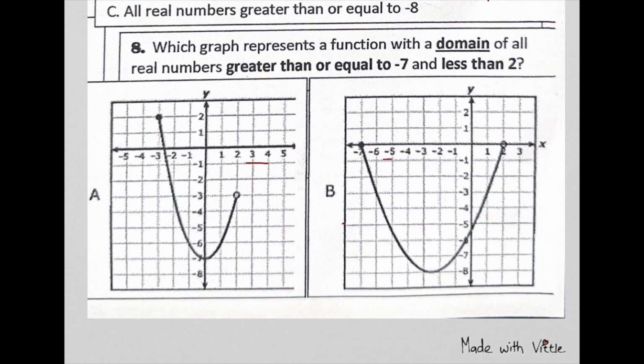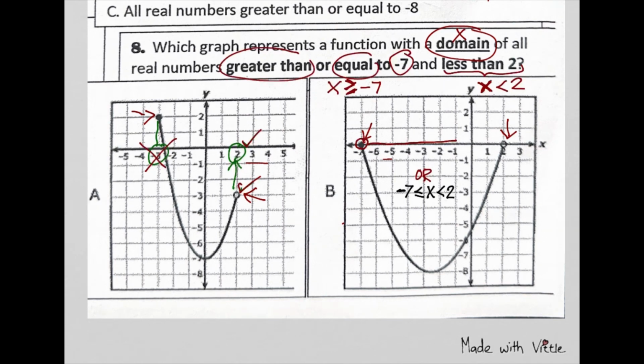Number 8, which graph represents a function with a domain of all real numbers greater than or equal to negative 7 and less than 2? Looking at the graphs, they have restrictions for the domain x because of those shaded circles or unshaded ones. Therefore, it's not continuously going on both sides. They said that x must be greater than or equal to negative 7. So it's true over here. Everything else to the right is greater than negative 7. So this is true. And what else is x?